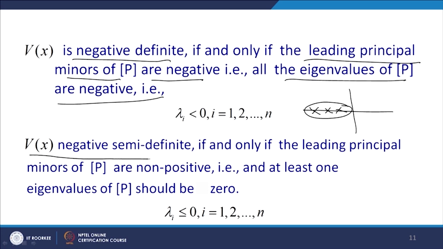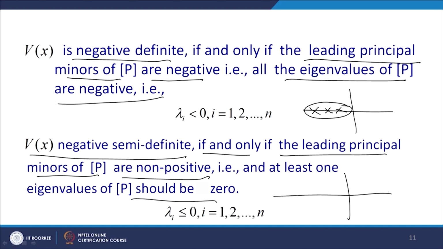and similarly V of x is negative semi-definite if and only if the leading principal minors of P are non-positive, that is, at least one eigenvalue of P should be 0. It means this particular P matrix is negative semi-definite if there are some eigenvalues on the left side of the S plane and at least one eigenvalue at the origin, then this V of x is called negative semi-definite.